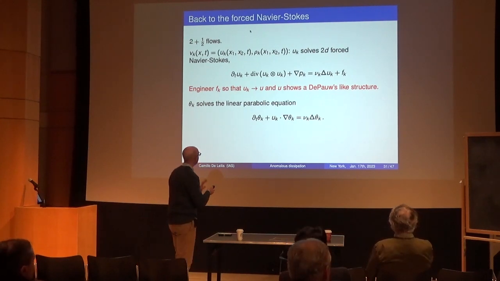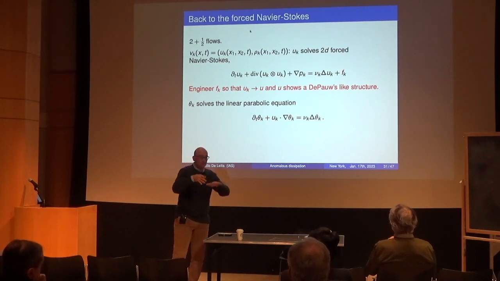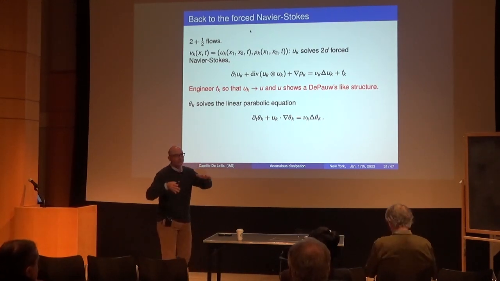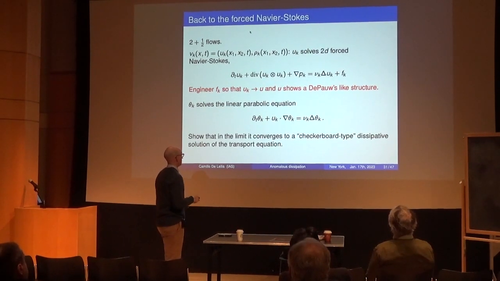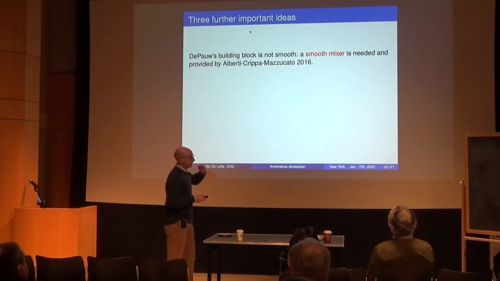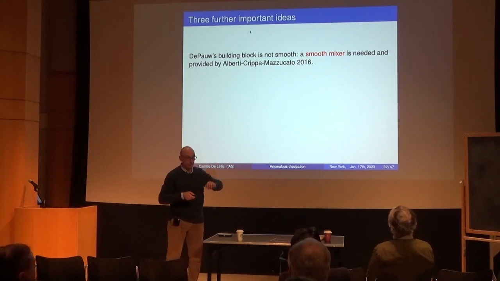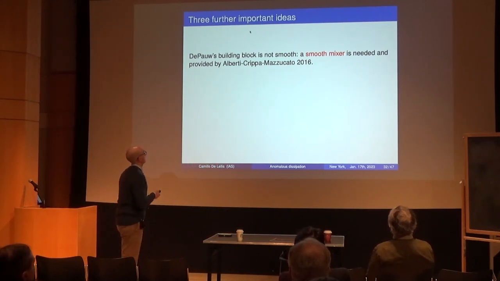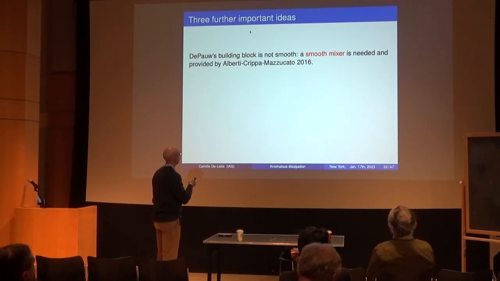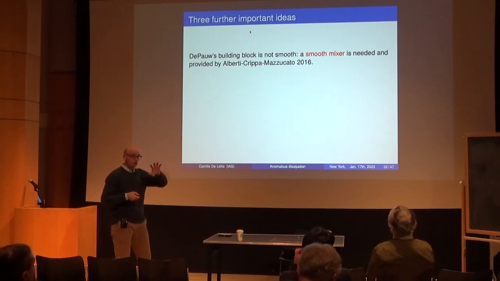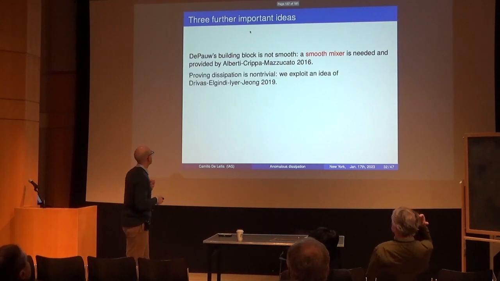So now, you should be screaming at me for a lot of reasons. I promised you f_k is C^alpha, and your Depauw flow was piecewise discontinuous. It's kind of messy. So there are lots of things that you have to take care of. First of all, you want some smooth replacement for this kind of rotation, mixer, whatever. And it actually exists. It has been constructed by Alberti, Crippa, and Mazzucato in 2016. So that takes care of the fact that there are the discontinuities. Okay?